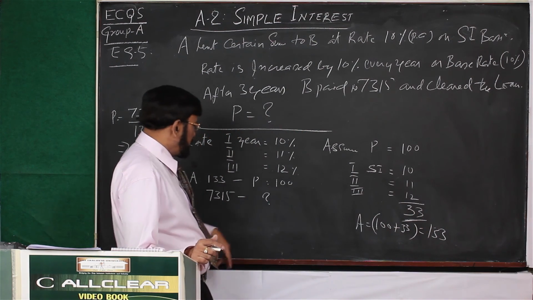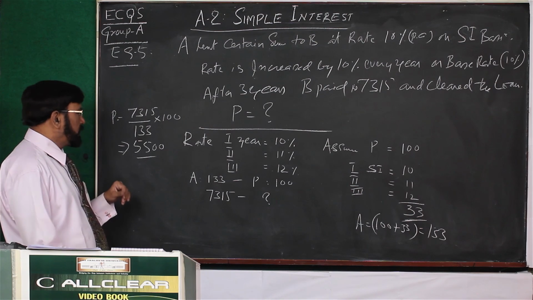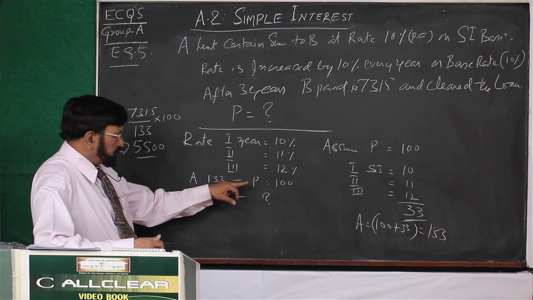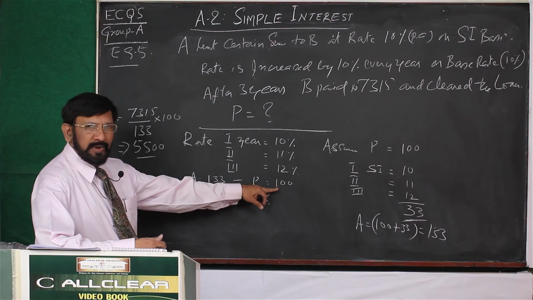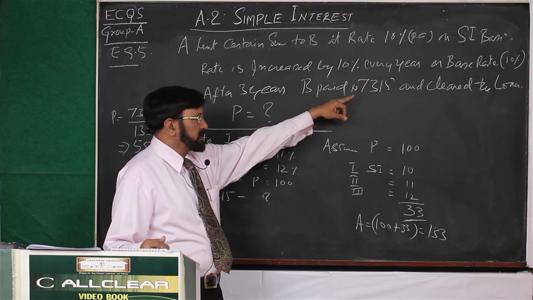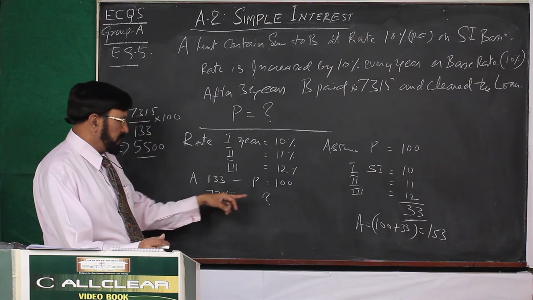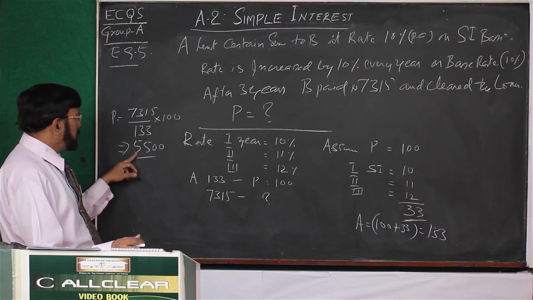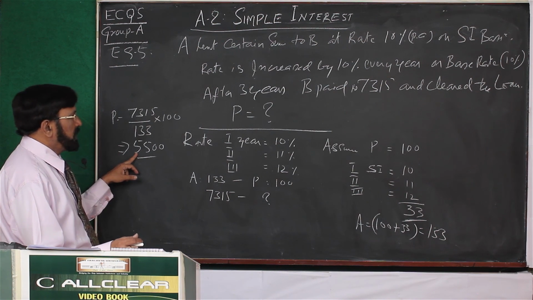This is the assumption. So, now what we have to calculate, if 133 is the amount, principal is 100. Now, how much amount he paid after 3 years? 7,315. What is the P? Then we calculate, it comes 5,500.